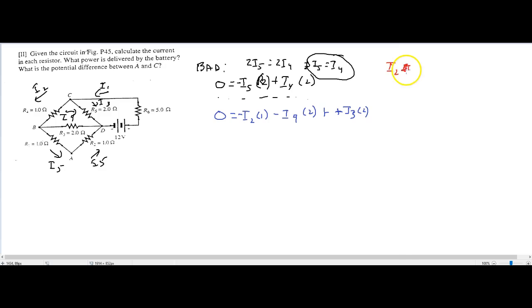No, not times 1. I'm just doing currents, right? So I2 equals I5 plus I4. That makes sense? So far, so good. Okay, so now I've got 3 equations I wanted to play with.